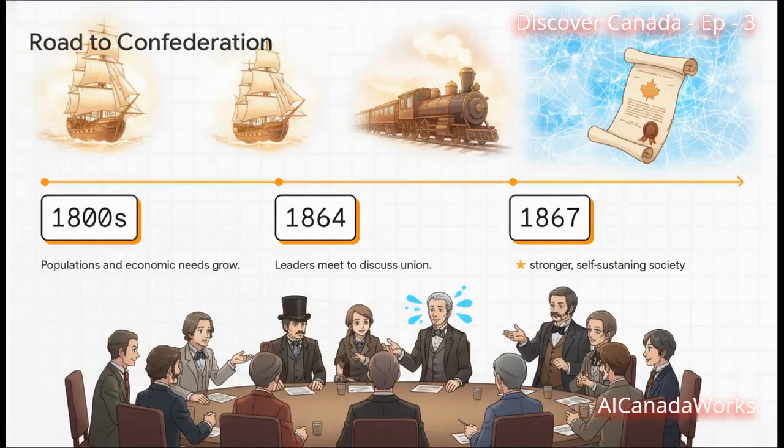Throughout the 1800s, populations in British North America were just booming, and their economic and defense needs were growing right alongside them. Leaders started to realize that joining together was literally the only way to build a stronger, self-sustaining society. So between 1864 and 1866, representatives met several times to hash out all the complicated details of a political union. And finally, all that hard work paid off when the British Parliament passed the British North America Act in 1867.